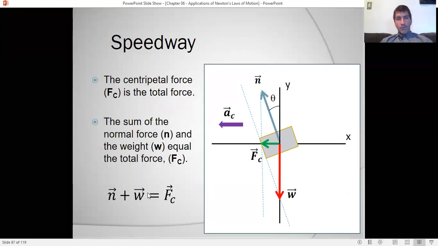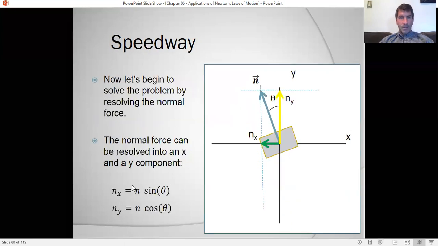Okay, so the normal force and the weight equal the centripetal acceleration. But remember, the weight is just in the y direction and the centripetal force is in the x direction. So I just need to get N of x there. I don't need the whole thing. So I resolve my vectors. Here's N of x. And remember, this is an inclined plane. Our angle is with respect to the y-axis, so x goes with sine here. Normally x goes with cosine.